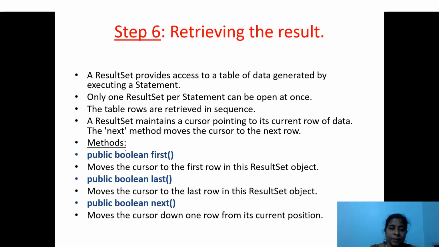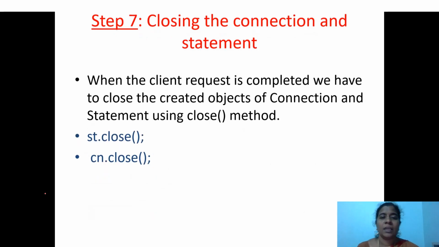For example, different methods are there. When you say first, it will move to the first record. Similarly, if you call the method called last, it will move to the last record. If it is reading a corresponding row and you want to read the next row, then you have to use the method called next.